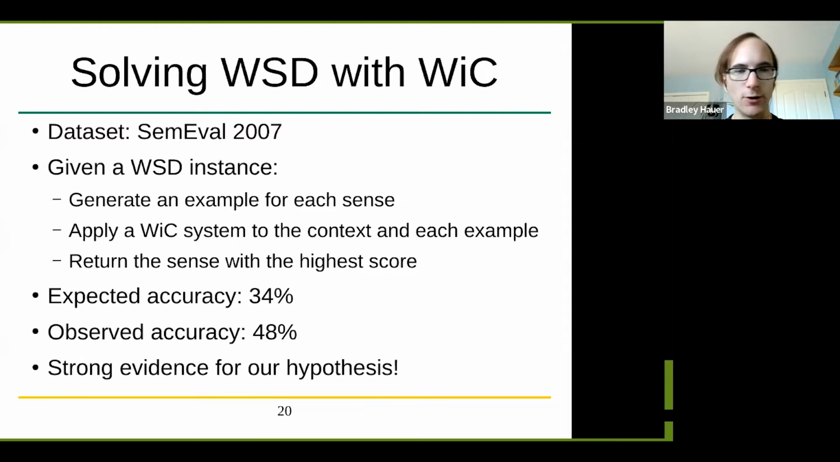So relatively low as WSD systems go, but remember, our goal here is not to be state-of-the-art. Our goal is to test whether our hypothesis is true. And under our hypothesis, we expect an accuracy of 34%. What we actually observe in practice is an accuracy of 48%, so substantially higher than what we predicted. So we interpret that as strong evidence for our hypothesis. The reductions work as our hypothesis says they will. In fact, they work a bit better.